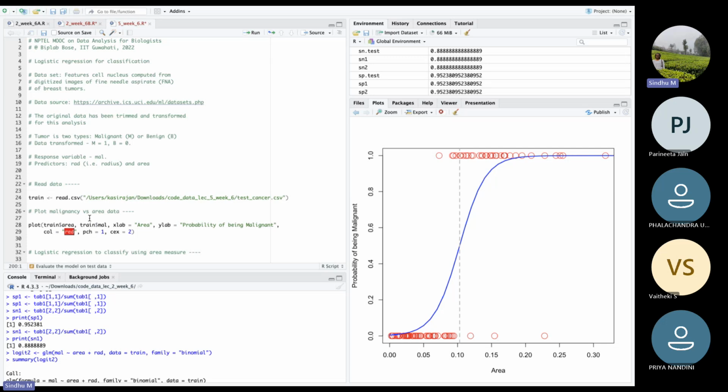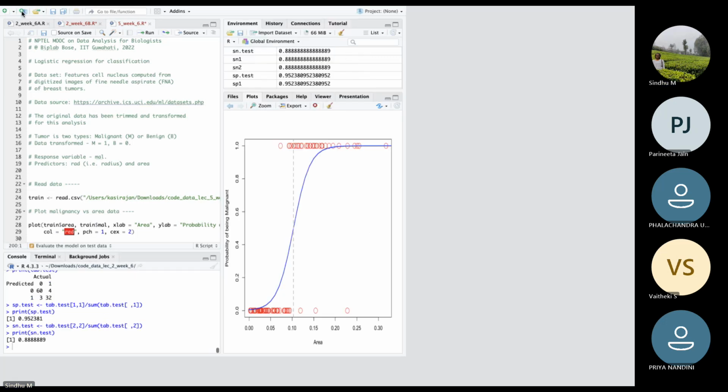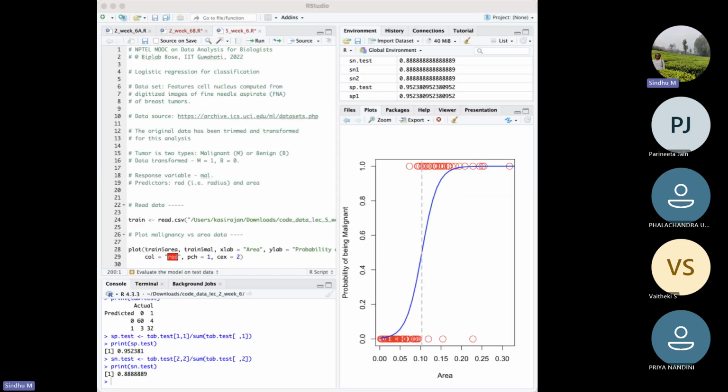So that's it for today's class. Once again, these are the topics that we discussed today: regression, clustering, and classification. And we have also performed some exercises in R.